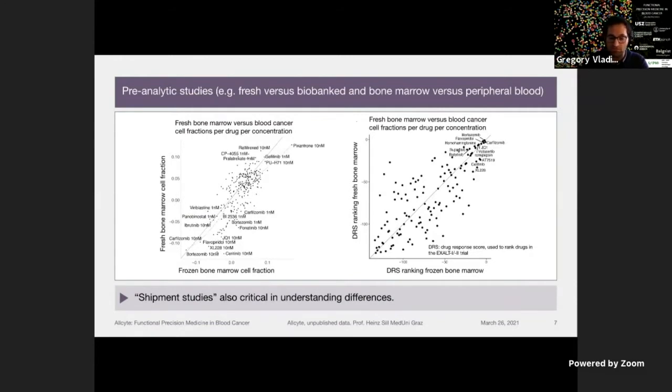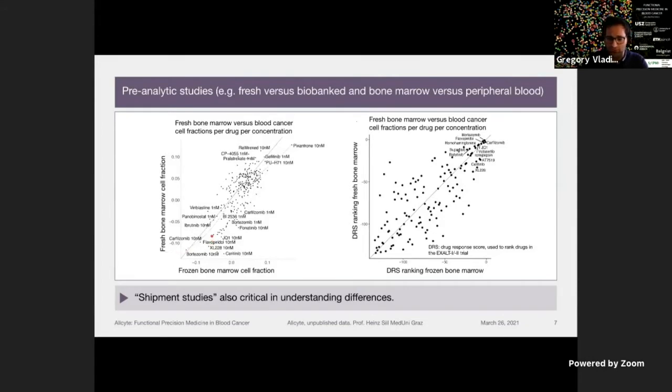And actually, JP just mentioned this in one of the answers to a question. But many of us are on hospital campuses. Many of us have the ability to collect fresh samples from the clinic. We have a number of fresh programs running as well, but we have a growing biobank. And so do our frozen bone marrow samples, our frozen samples in general, respond the same way ex vivo to drugs as our fresh samples do?